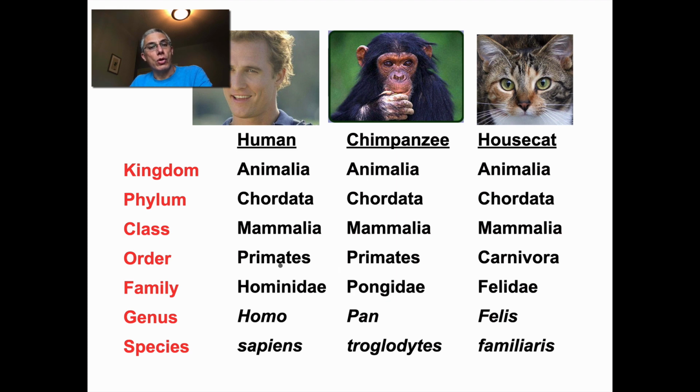But as we look at the orders, you're going to notice the human and the chimpanzee are more closely related to each other than maybe the chimpanzee and the house cat. Because if you notice, the human and the chimpanzee are primates.